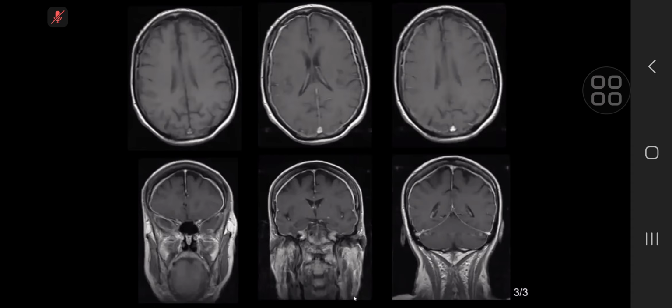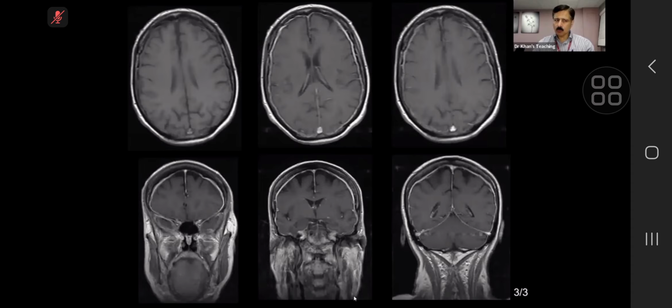I don't see any other enhancing lesions. So diffuse pachymeningeal enhancement, and I would give a differential of intracranial hypertension. Intracranial hyper or hypo? Hypo. Hypo. Very good. Well done.